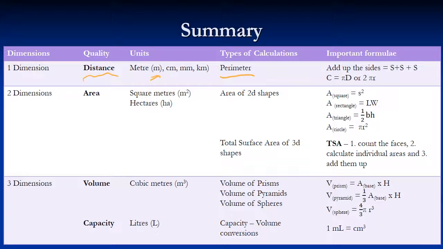Now the important formula for a perimeter is, first of all, just add up all the sides, or in the case of a circle, the circumference or the perimeter of a circle is pi times the diameter, or 2 pi r, which you should be quite familiar with.